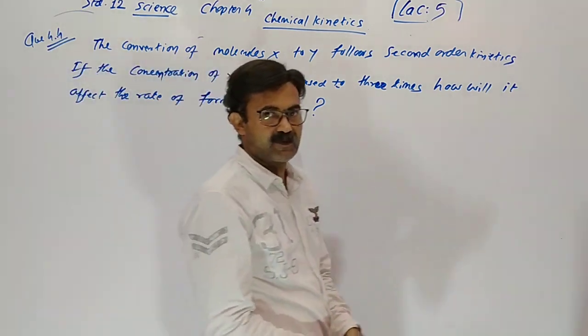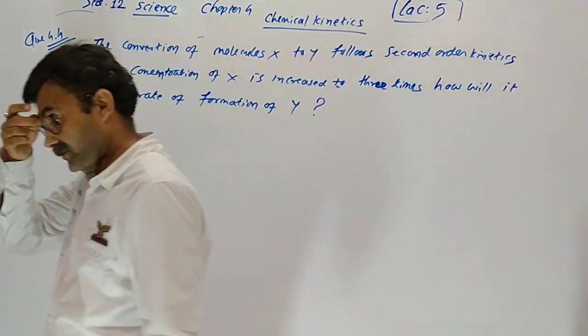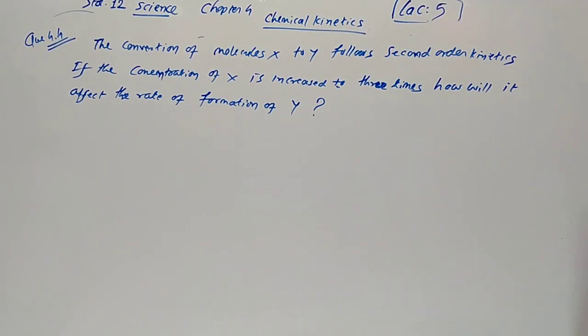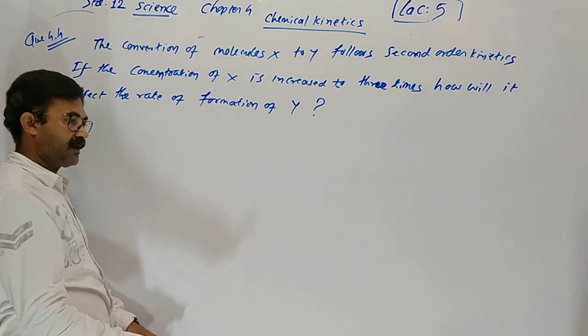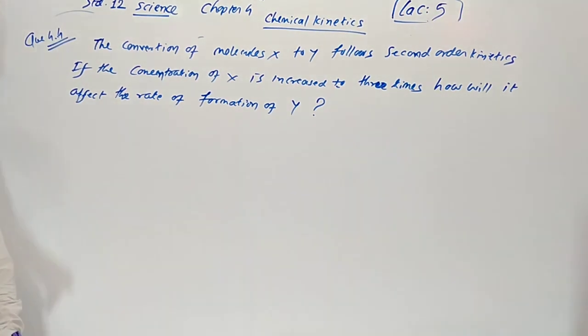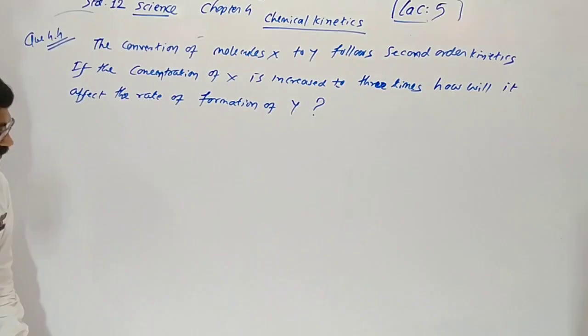Fine. Today we are in our chapter number 4, part 1, chemistry, chemical kinetics, and lecture number 5. In the last lecture we discussed some concepts of chemical kinetics, molecularity, order of the reaction, and question number 4.3. Now here we are in question number 4.4.